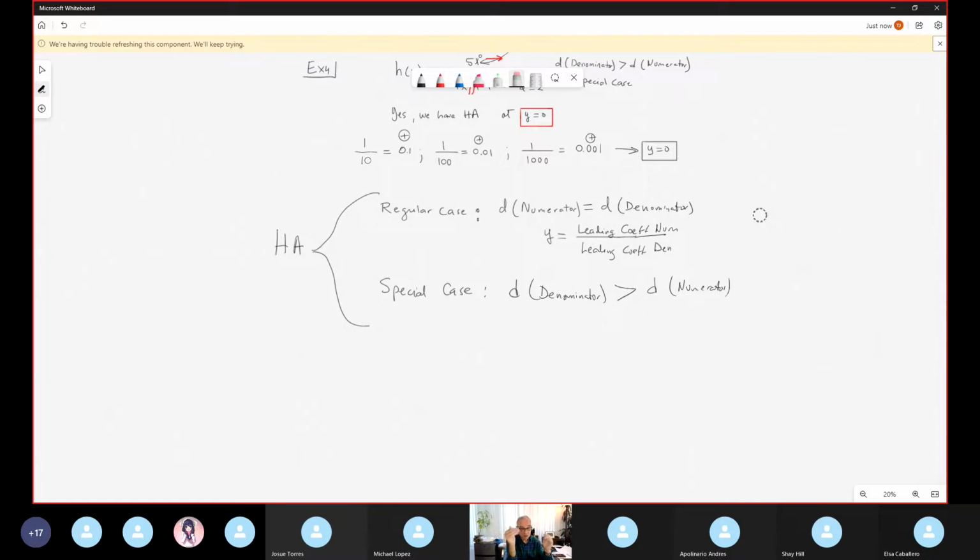Yes. Secondly, we have one special case. When you are doing the degree analysis in another example, you see, wow, the degree.